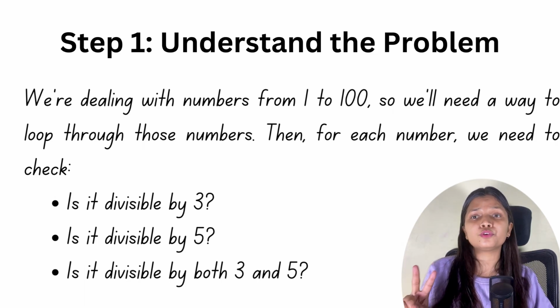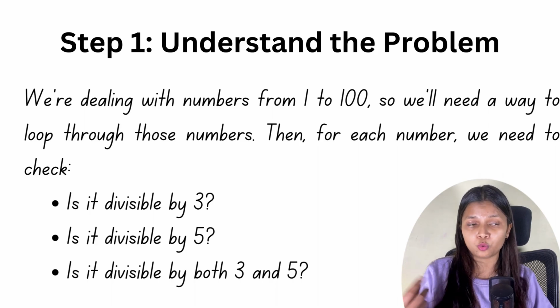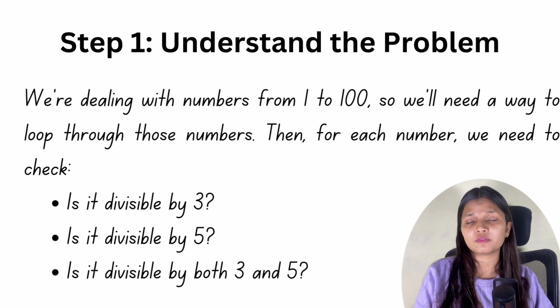Second thing is I'm going to use if-else statements. I'm going to use conditional statements, and there are 3 conditions that I'm going to add. First is if the number is divisible by 3 and 5, then I'm going to print fizz buzz. If the number is divisible by 3, I'm going to print fizz. If the number is divisible by 5, I'm going to print buzz. Now there is a twist in this.